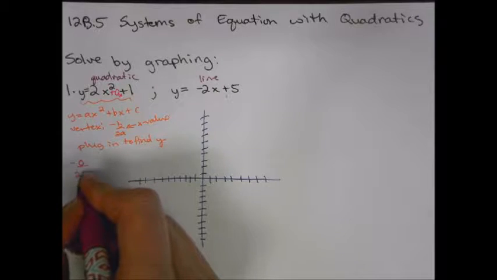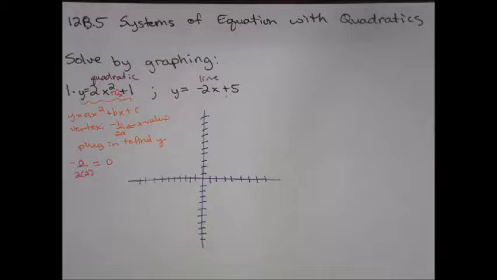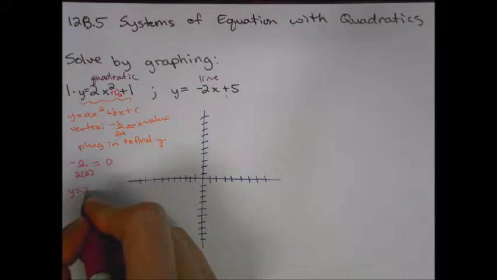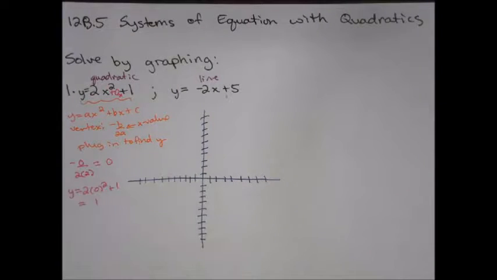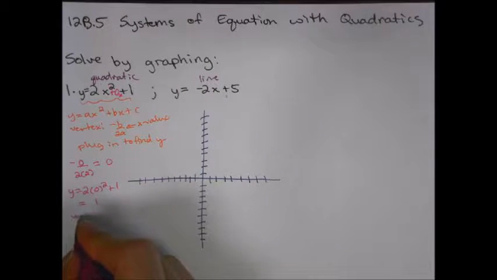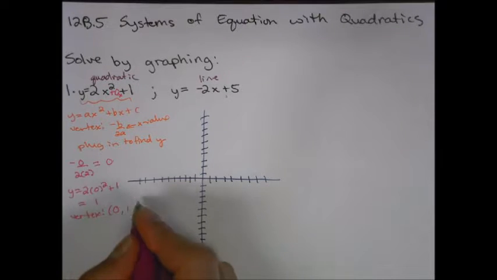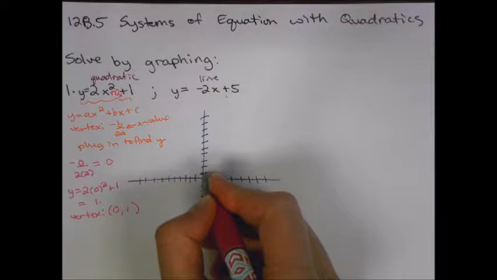Negative 0 over 2 times 2 is 0. And then I'm going to plug that in to find my y. Y equals 2 times 0 squared plus 1, and I get 1. This tells me my vertex is 0, 1. Let's go ahead and plot our vertex, 0, 1.